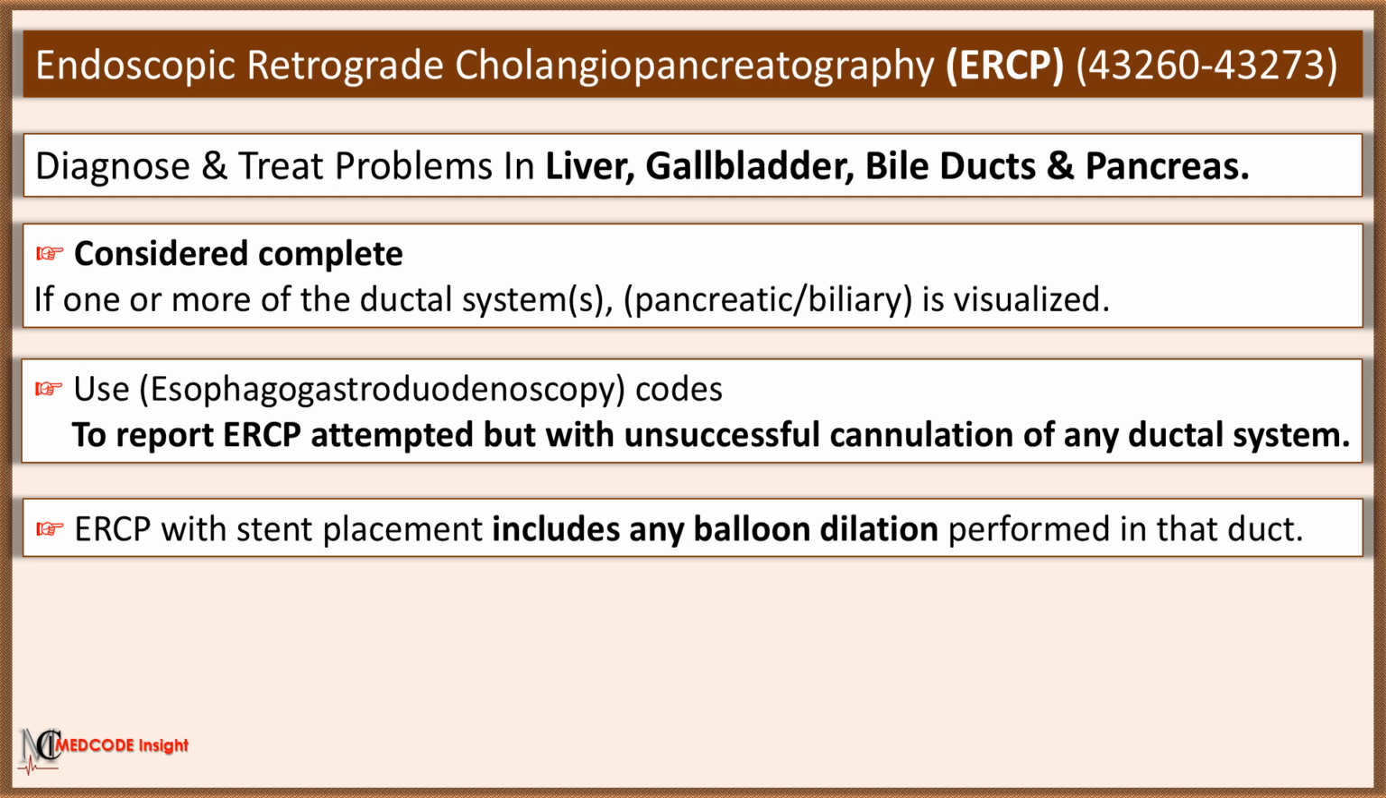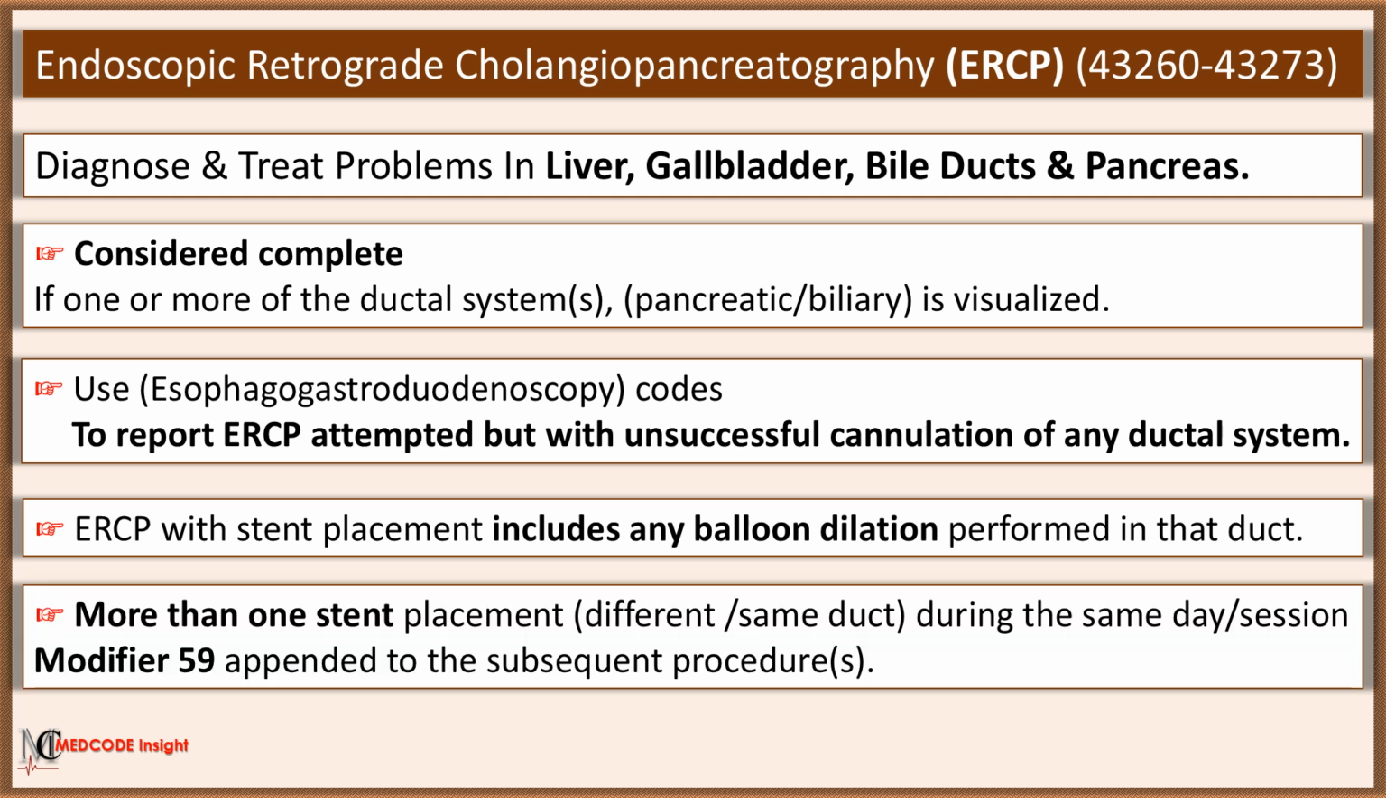Always remember, when ERCP involves stent placement, it also includes any balloon dilation performed within the duct. Don't code it separately. If more than one stent is placed in the same or different ducts during the same session, modifier 59 should be appended to the subsequent procedures to indicate that these are distinct procedures.